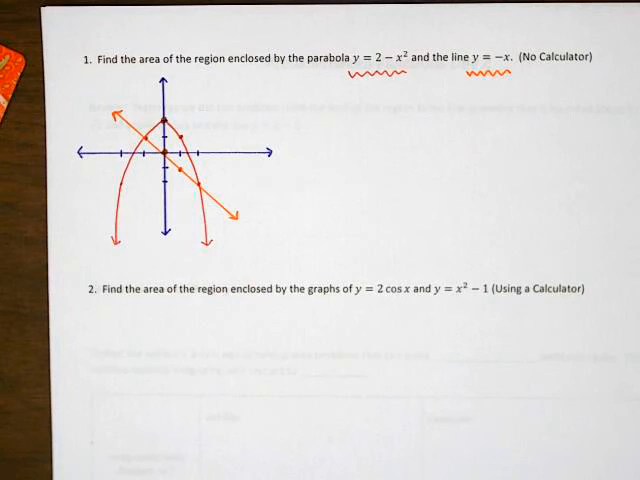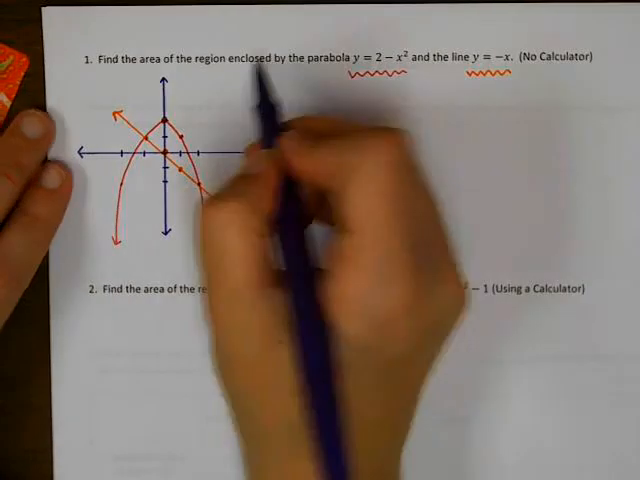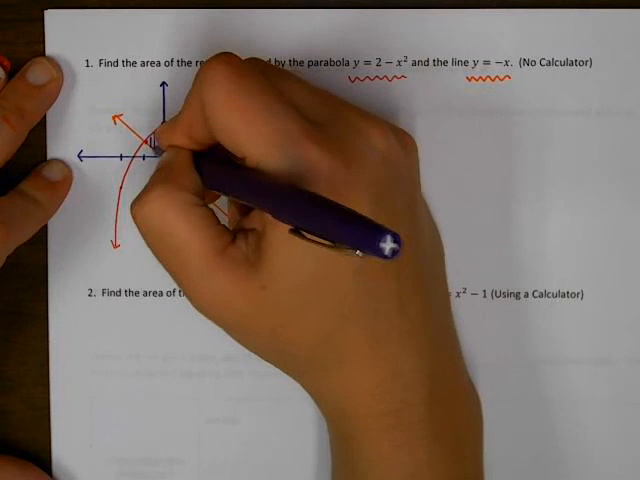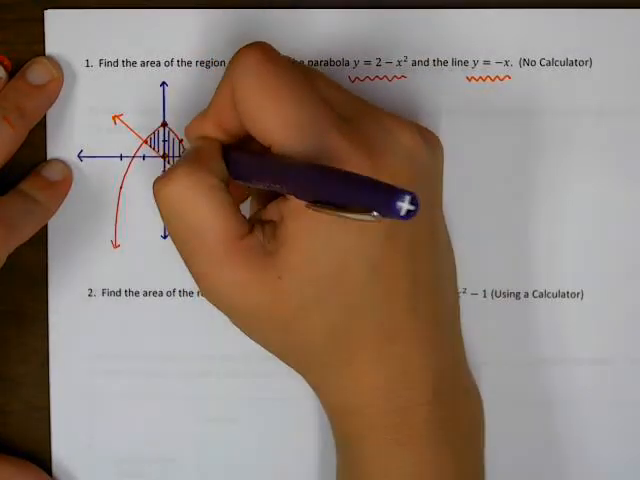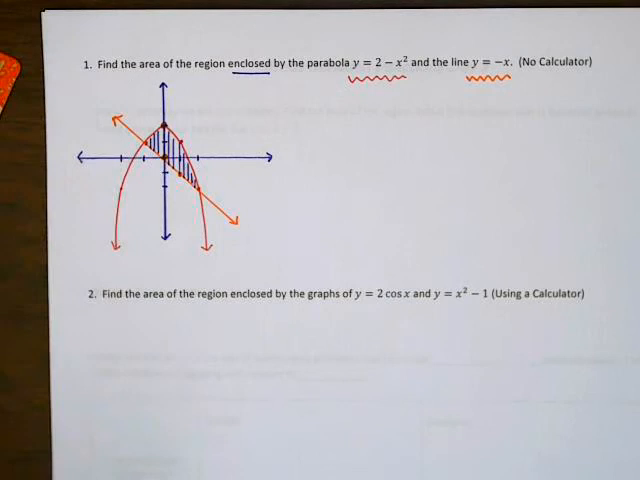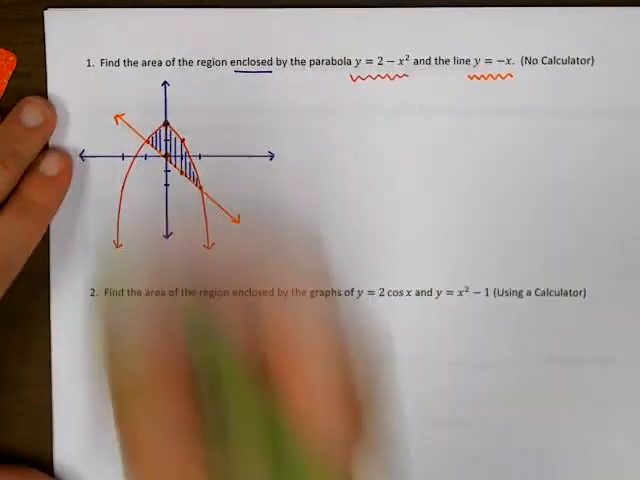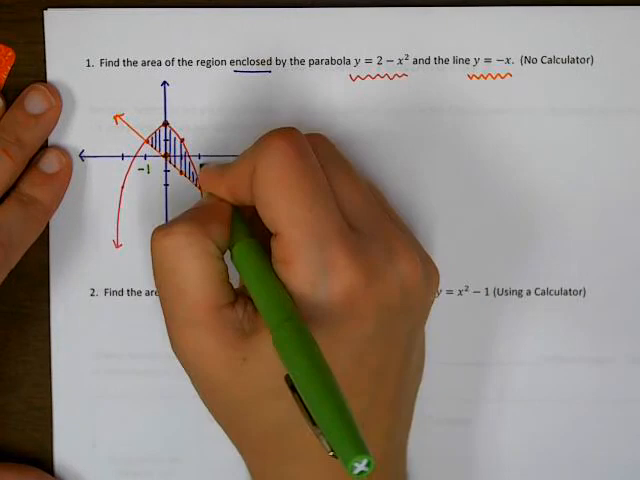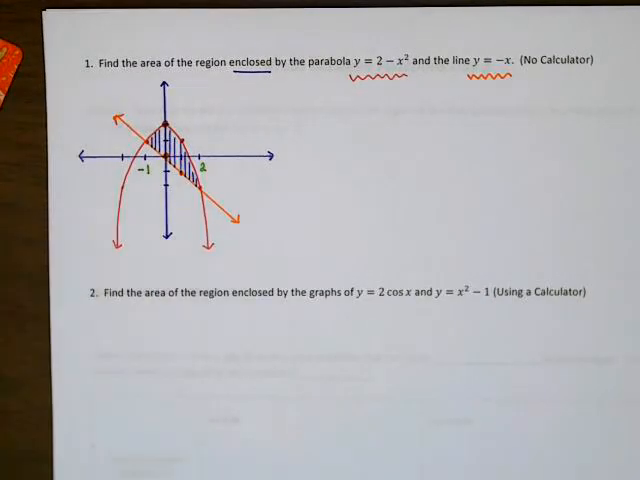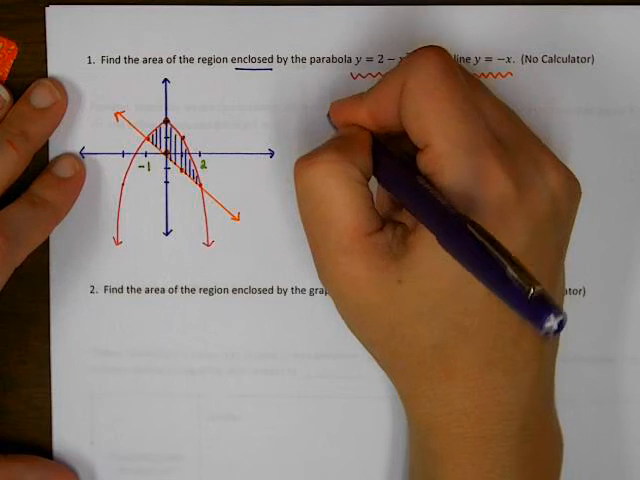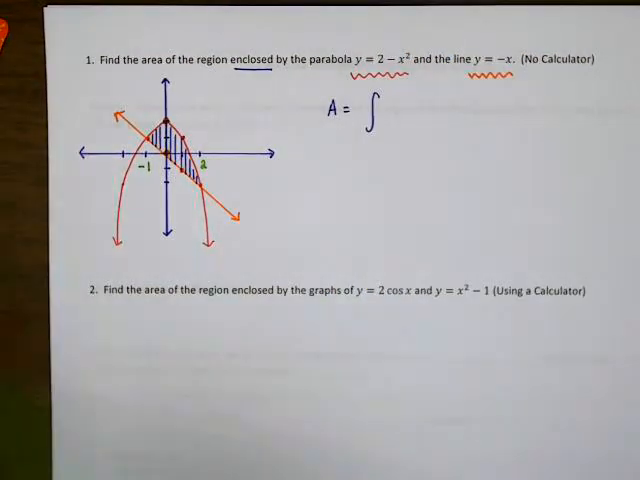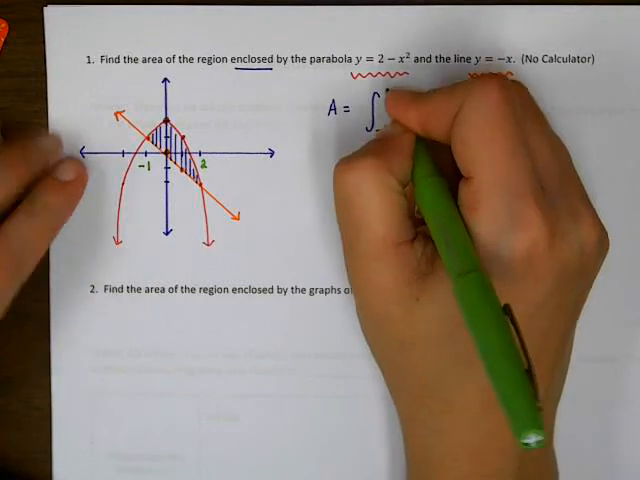The area that is enclosed, it says enclosed, by these two graphs would be this area right here in the middle. It looks like the intersection points here are going to be when x is negative 1 and when x is positive 2. So when I set up my integral, that will help me compute the area. I'm going to integrate from negative 1 to positive 2.